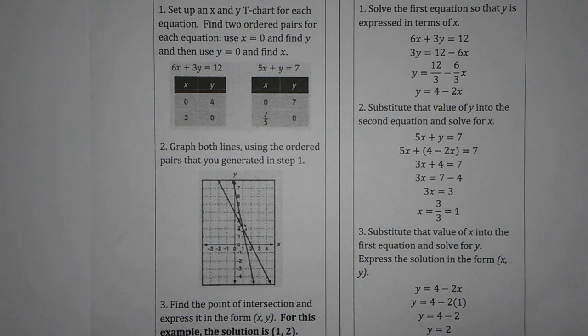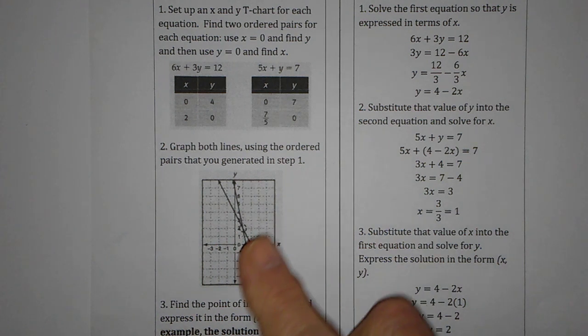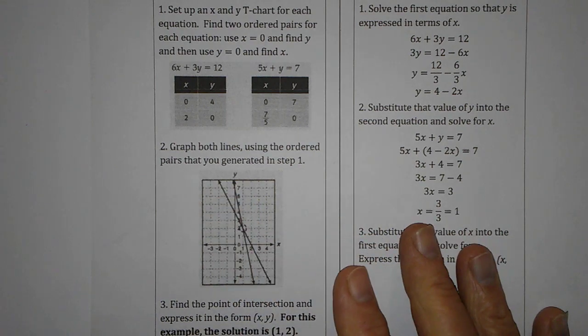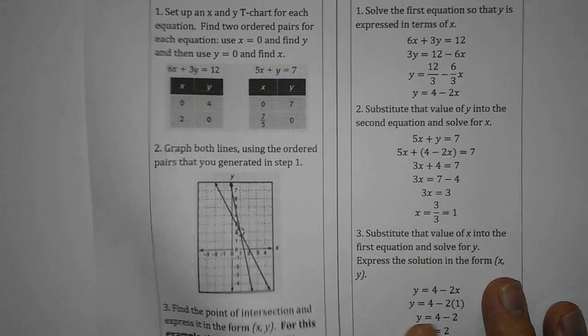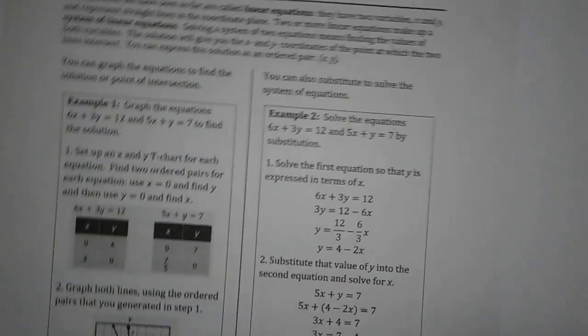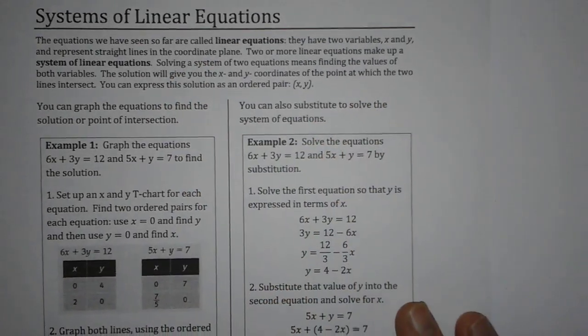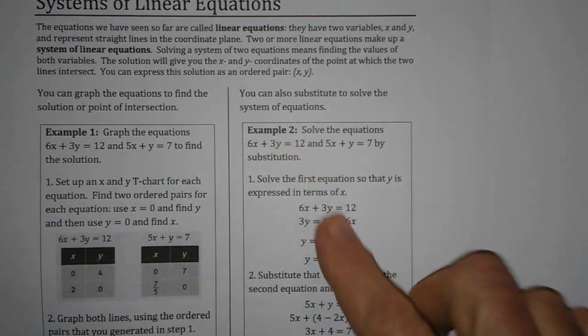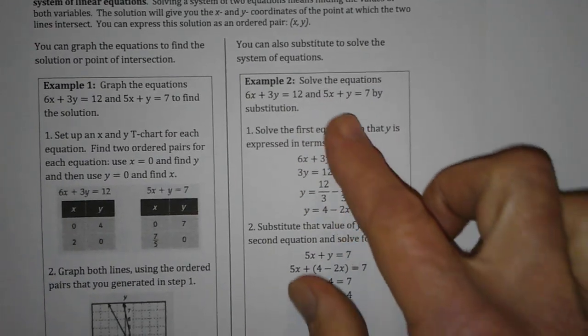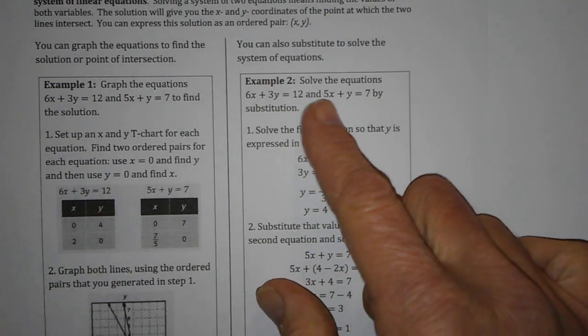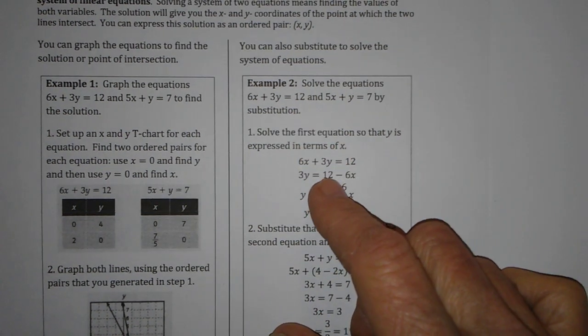The problem with this is that it might not be exact. It might be a fractional answer, and you can't tell exactly where it is. So you want a method that exactly tells you where two lines cross. And that's what we're going to be doing in this lesson: using math to solve where two lines cross. We do that by using something called substitution.